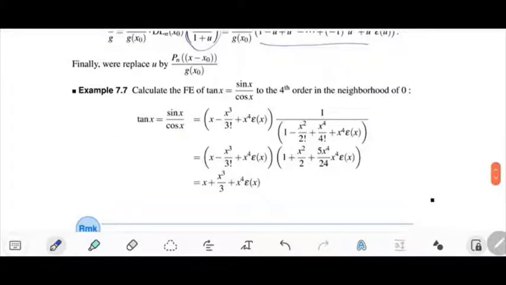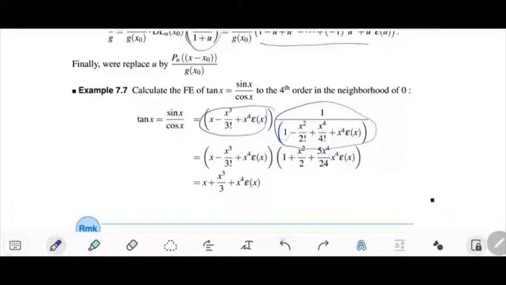If I want to calculate the finite expansion of tangent x, which is the ratio of sine x over cosine x to the fourth order, then I am calculating here sine x to the fourth order, and then 1 over cosine x to the fourth order. But in here, I don't have to take anything as a common factor because I'm starting by 1. But if I was starting by 2, I should have taken 2 as a common factor in order to have 1, as I did in the proof.